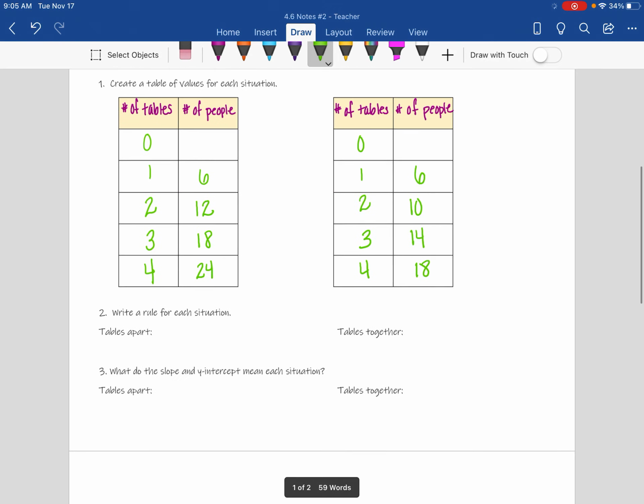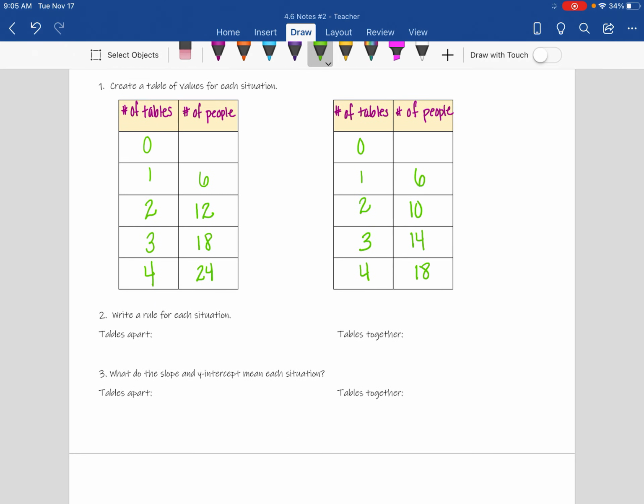Okay, so I'm going to scroll up because we're going to be asked to do some things with this data. We are being told to write the rule. Anytime that I want to write the rule, I'm going to start with my skeleton. And I need to find the slope and the y-intercept. To find the slope, I'm always looking at my change in y divided by my change in x.